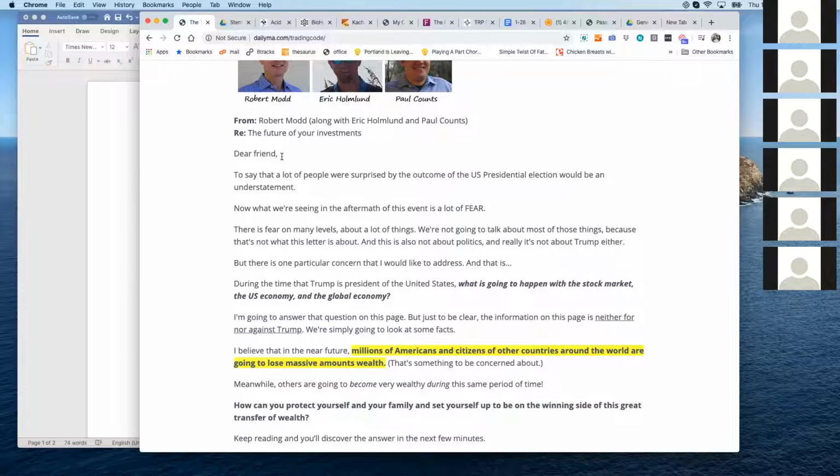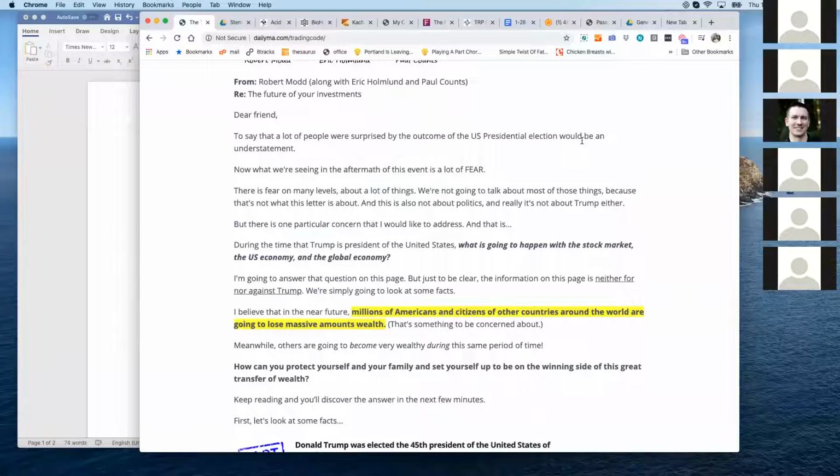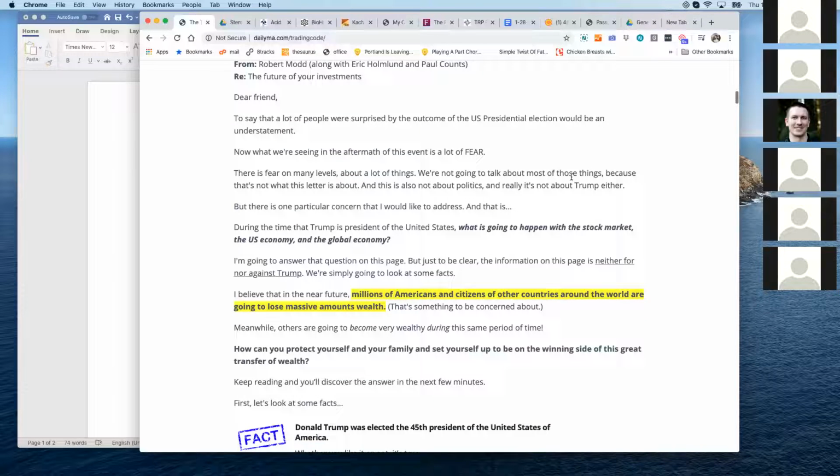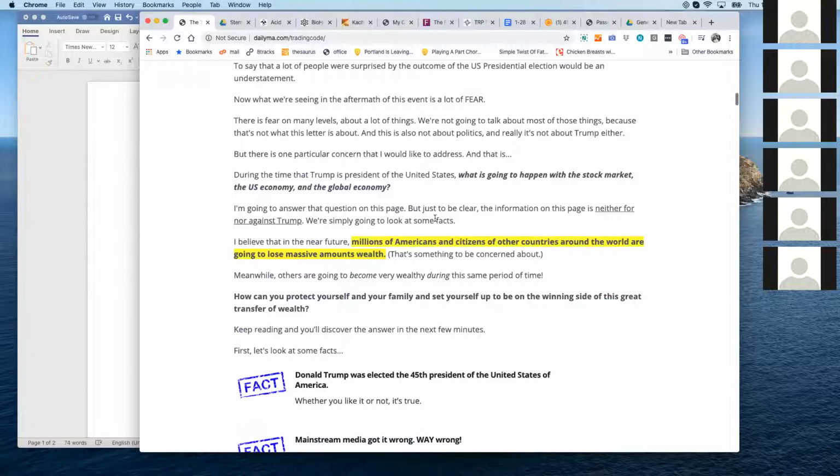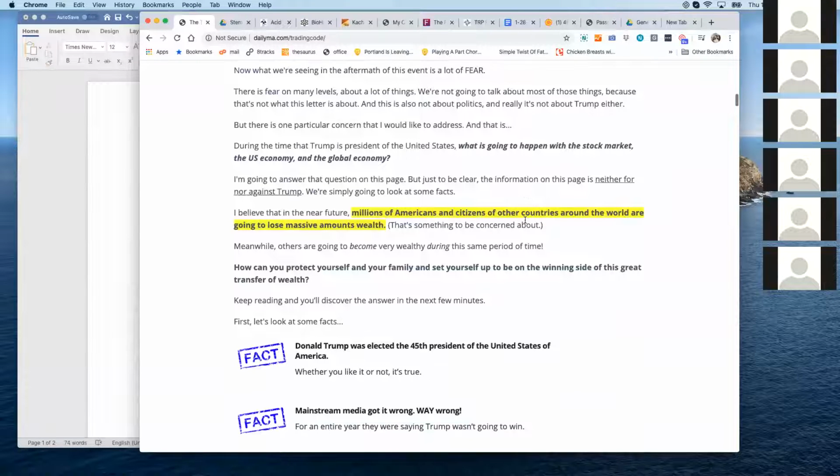But if we get to the actual copy in the lead, here's what you'll see. "Dear friend, to say that a lot of people were surprised by the outcome of the U.S. presidential election would be an understatement. Now, what we're seeing in the aftermath of the event is a lot of fear. There is fear on many levels about a lot of things. We're not going to talk about most of those things because that's not what this letter is about. This is also not about politics, and really it's not about Trump either. There is one particular concern that I would like to address, and that is, during the time that Trump is president of the United States, what is going to happen with the stock market, the U.S. economy, and the global economy? I'm going to answer that question on this page. But just to be clear, the information on this page is neither for or against Trump. We're simply going to look at some facts. I believe that in the near future, millions of Americans and citizens of other countries around the world are going to lose massive amounts of wealth. That is something to be concerned about."